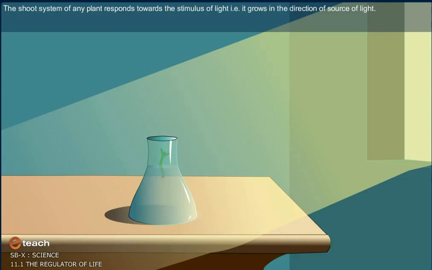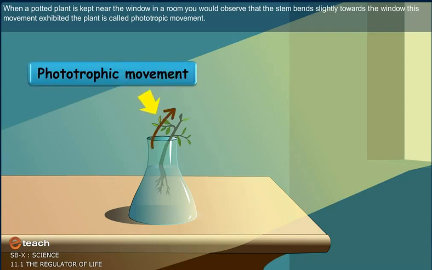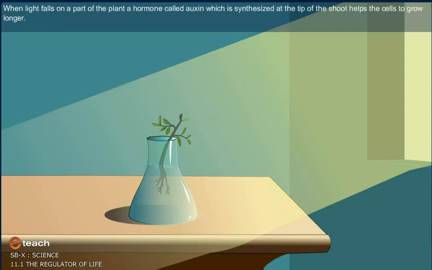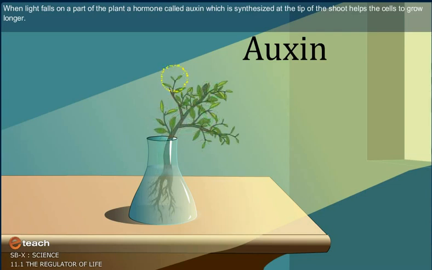The shoot system of any plant responds toward the stimulus of light. That is, it grows in the direction of the source of light. When a potted plant is kept near the window in a room, you would observe that the stem bends slightly toward the window. This movement exhibited by the plant is called phototropic movement. When light falls on a part of the plant, a hormone called auxin, which is synthesized at the tip of the shoot, helps the cells to grow longer.